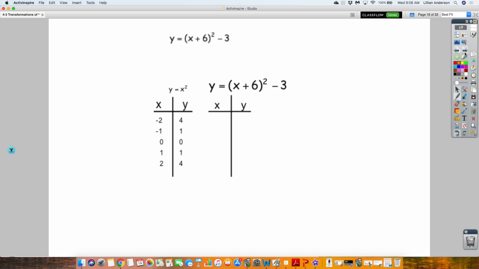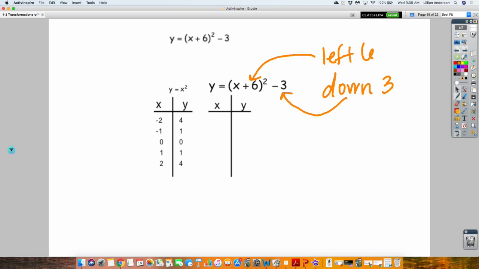Describe what's happening. Okay? That's 6. That 6 is on the inside of the parentheses, which means what? It's a horizontal translation, so it's going to move how? Left 6 units. Awesome. What about that negative 3 on the outside? It's going to be down 3 units. Very good. Okay? So anything that's on the inside is going to be a horizontal translation. Anything on the outside is going to be a vertical translation.